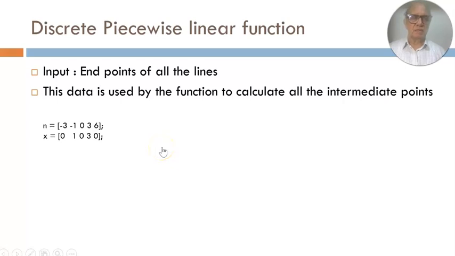But the input signal that we are providing gives only the endpoints for the lines. So this is the first line. For the second line, these are the endpoints. When n is -1, x is 1. When n is 0, x is 0. So this is for the second line. Then for the third line, n equal to 0, x equal to 0. When n is equal to 3, x is also equal to 3. Finally, when n is equal to 6, again note that the intermediate values here are not given. They will be calculated by the function. So for the last line, for n equal to 3, x is equal to 3, and for n equal to 6, x is equal to 0.